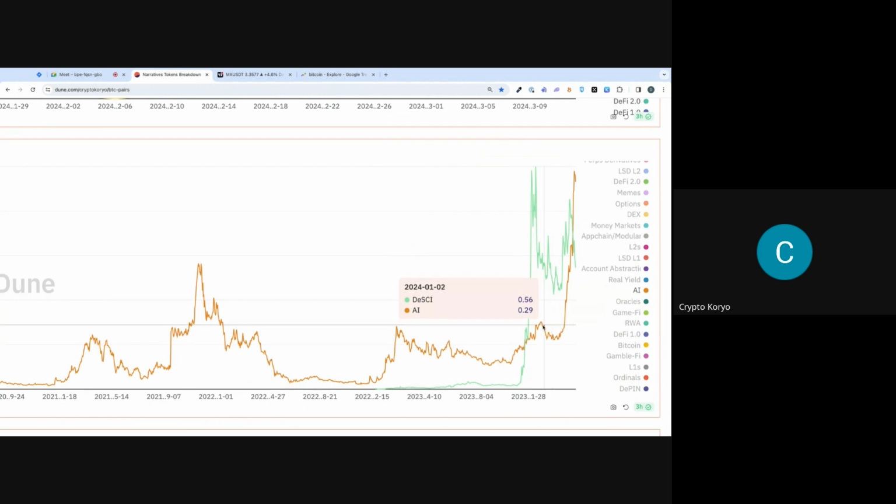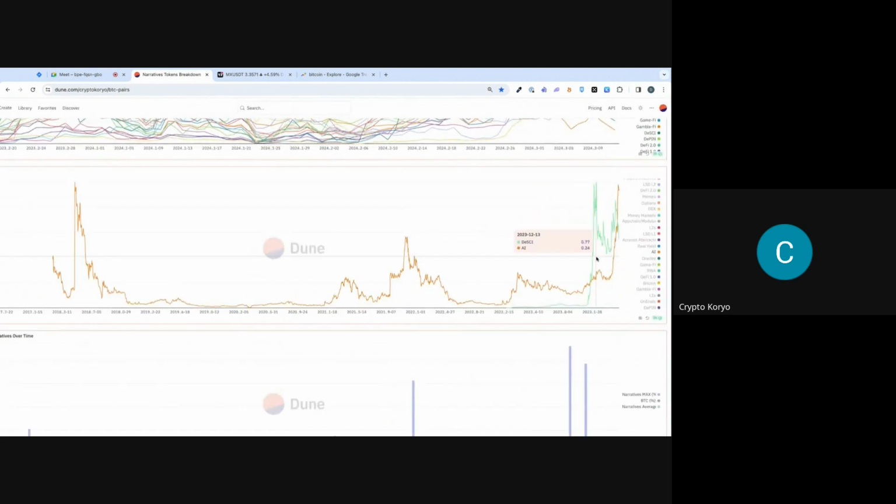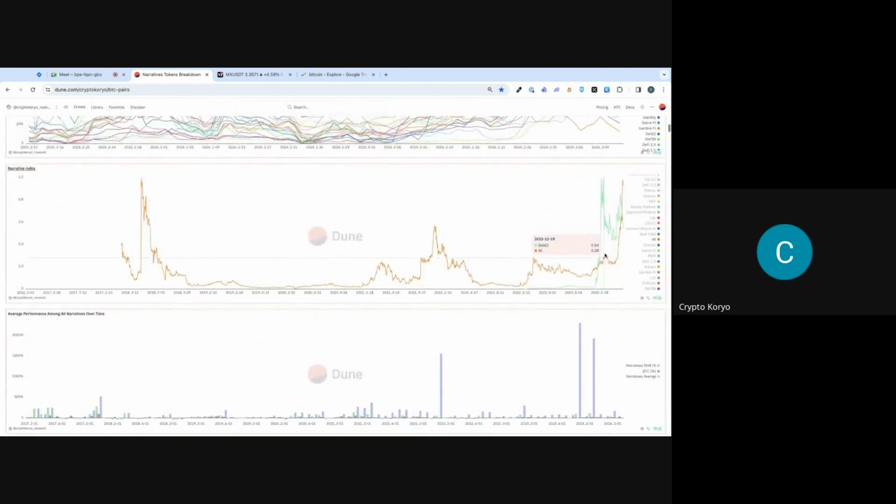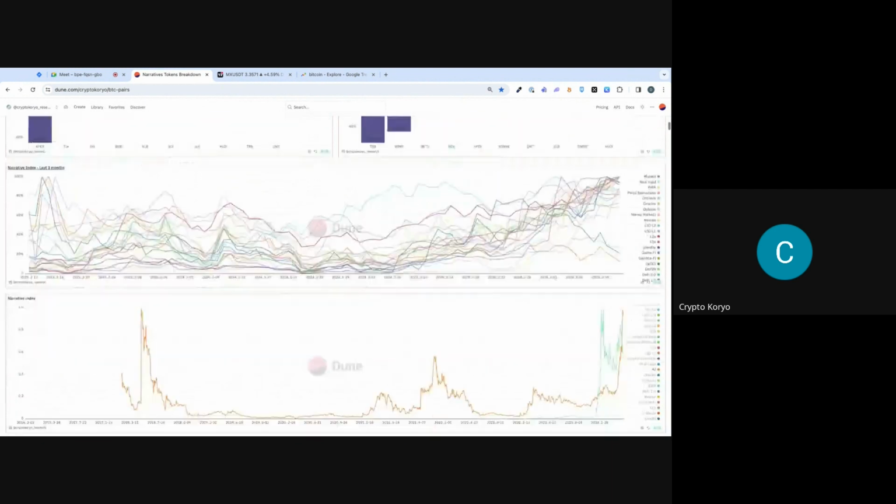And if you compare that, for example, to the AI narrative, which we know since October has had a really good performance, AI is showing us that it can trend for many months, but DeFi has this pattern of kind of pump and dump style that we can even see in narratives. So this is how I see the length and duration of different narratives.